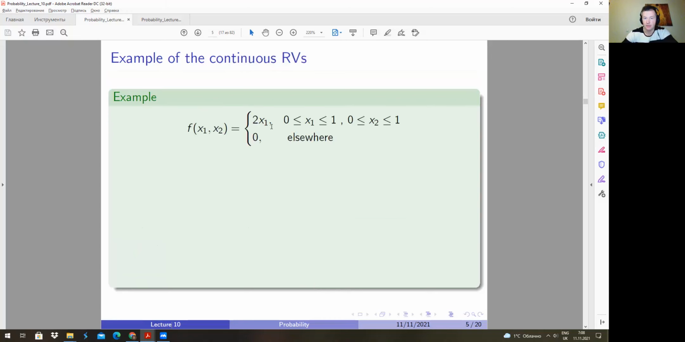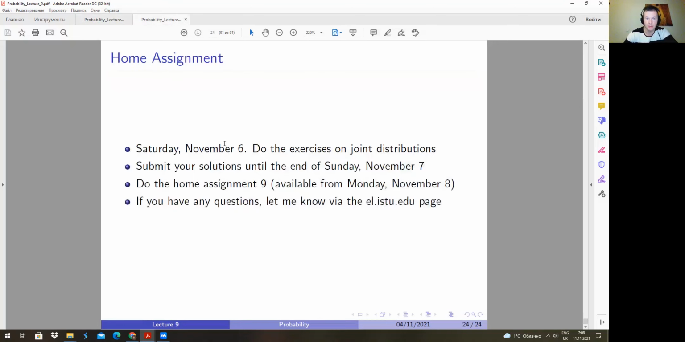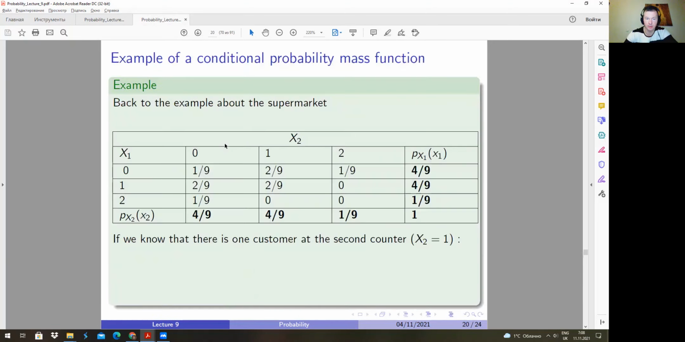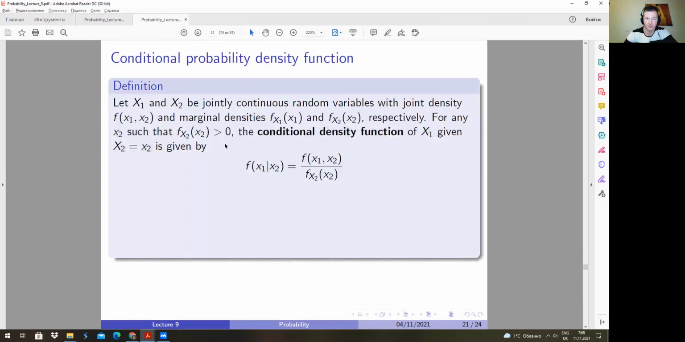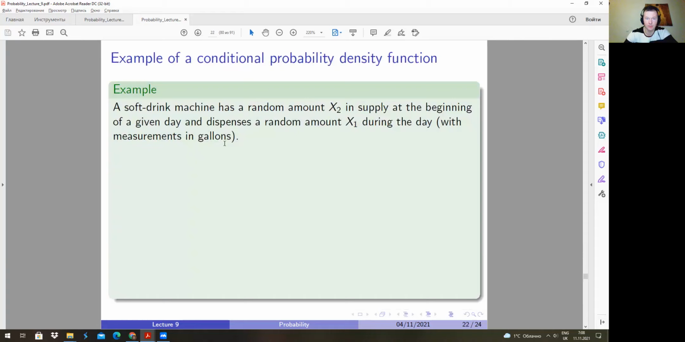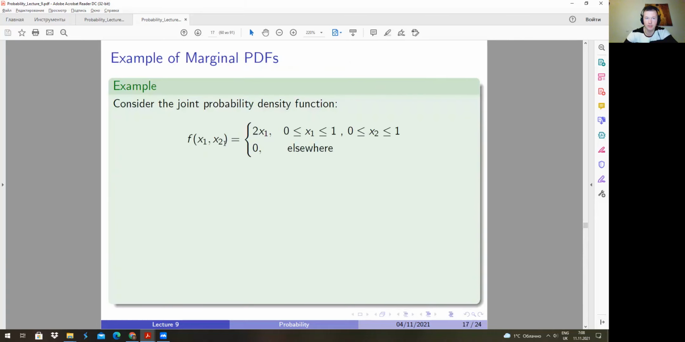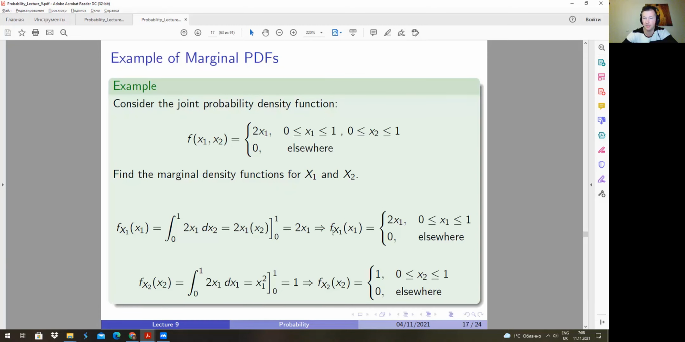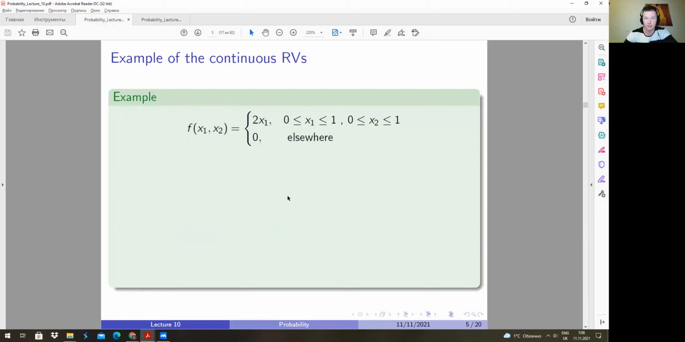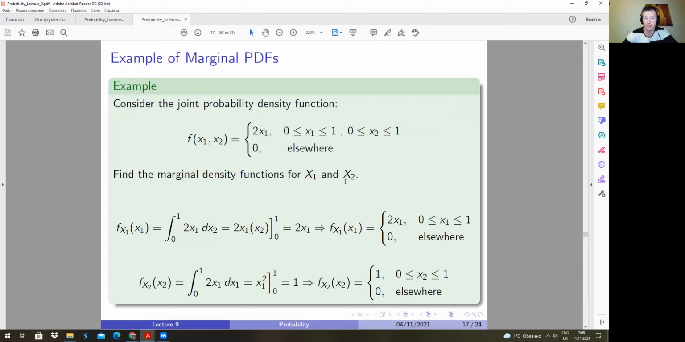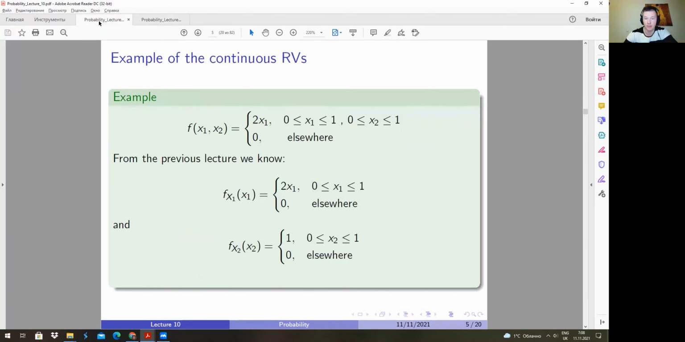I guess we used this example in the previous lecture, so let me check. No, it was not here, but yeah, this example when we calculated the marginal probability density functions here. From the previous lecture, we know that this is the marginal density function for x1. So here was the derivation of this marginal. And we have the marginal density for x2.